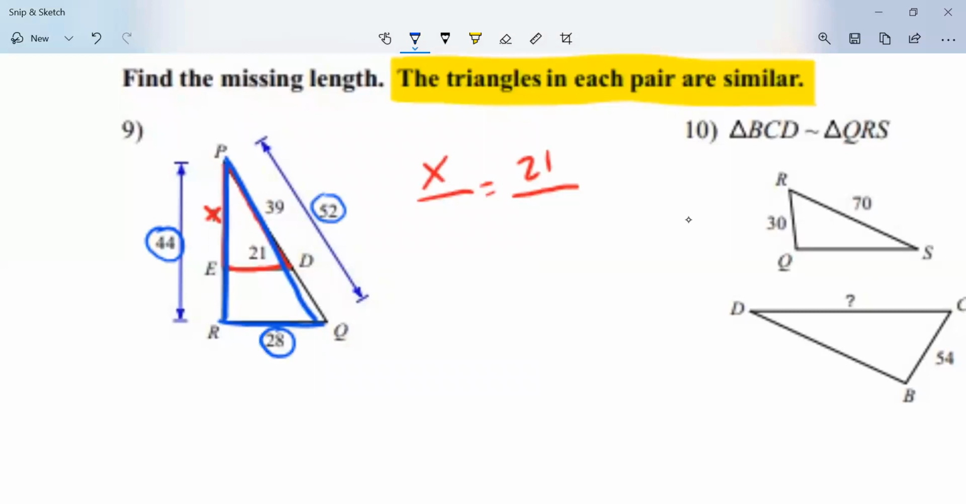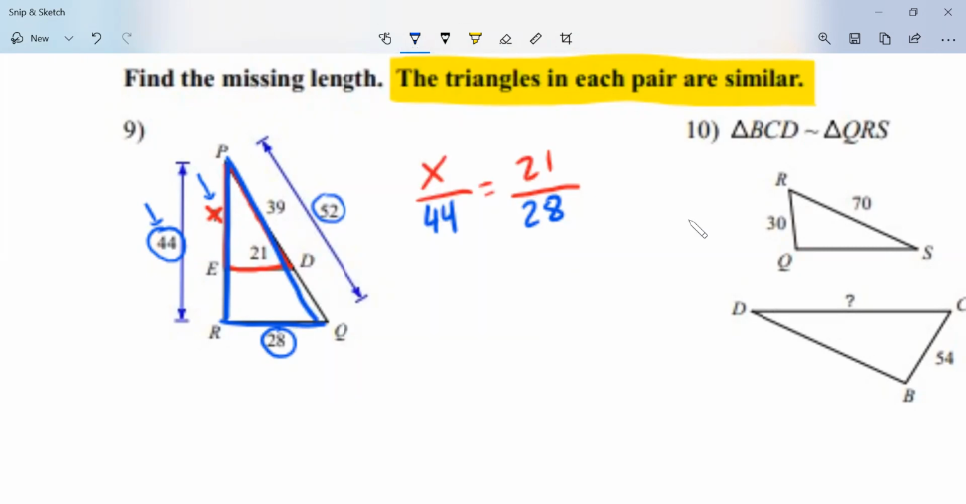I'm going to use my corresponding sides. Okay, so in red, I chose X, and I can see X is right here. So X goes with 44. So under X, let me write 44. 21 goes with 28. So under 21, let me go with 28. Feel free to simplify your fractions if you want to. 21 and 28, we can always divide by 7. But you don't have to simplify. So in this case, I'm not going to simplify. I'm just going to cross multiply.